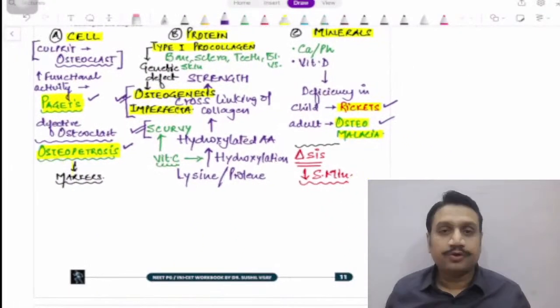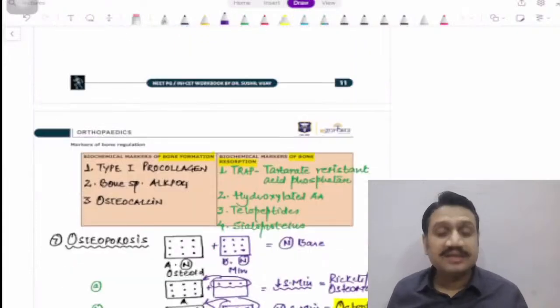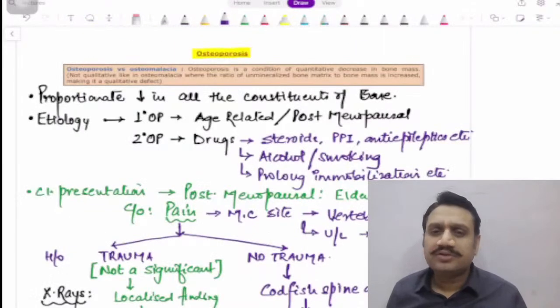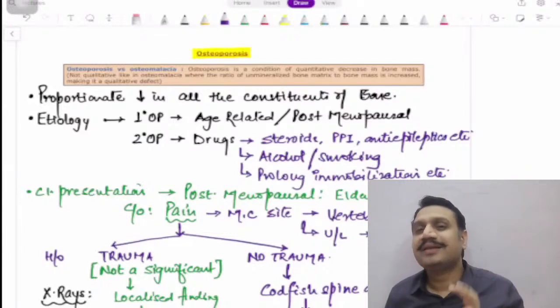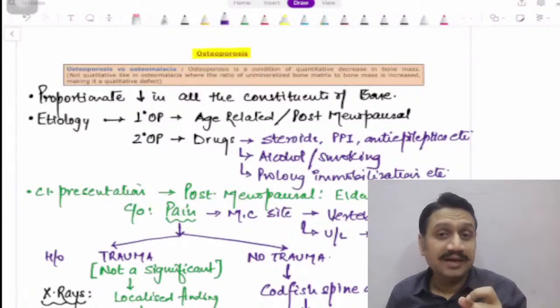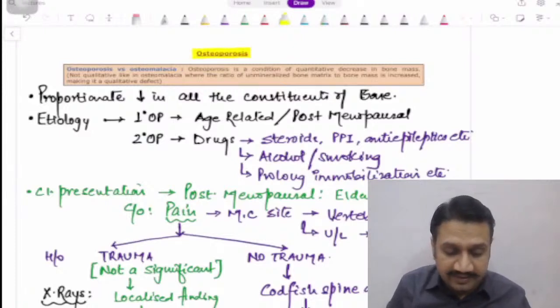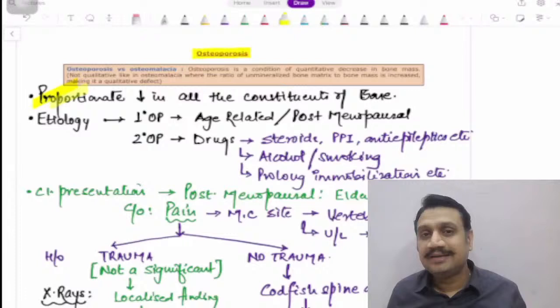Okay. Now see, osteoporosis, what you all have to remember, that what exactly is osteoporosis? Of all the three components of the bone, the cell, the protein and the mineral, all the three, they get reduced in the bone, and that too in a proportionate manner. That is the most important thing you have to remember, right? That is a proportionate decrease in all the constituents of the bone.